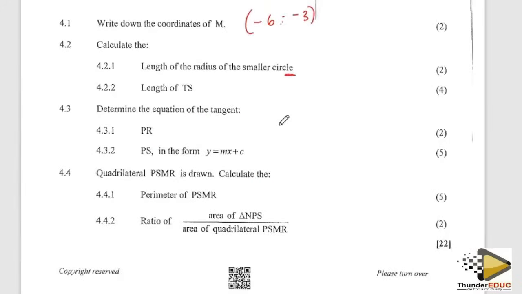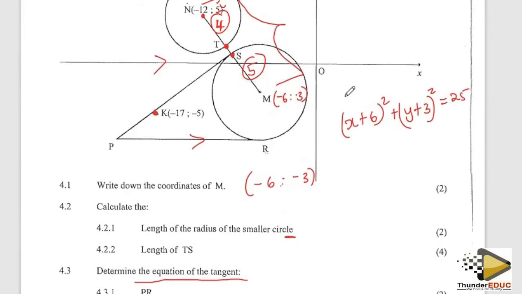4.3. Determine the equation of the tangent PR. We want the equation of this line. What do we do? Should this be negative?